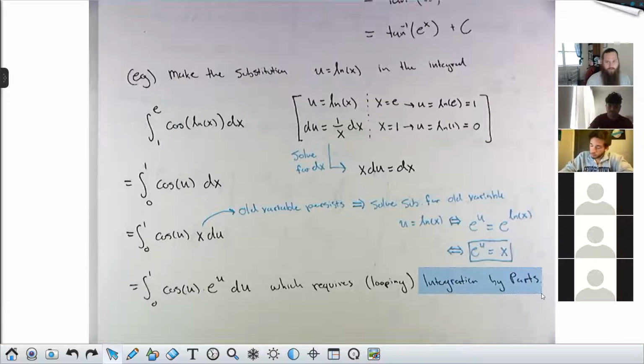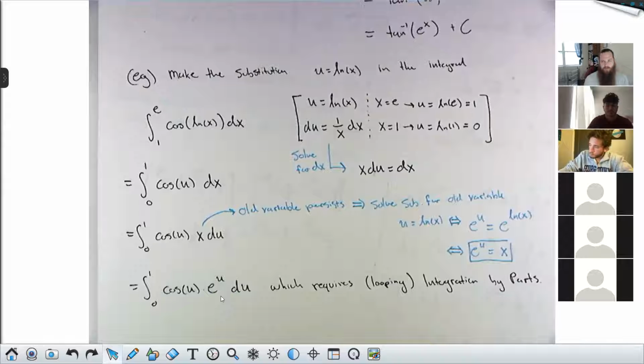Integration by parts you can think of as like the integral version of the product rule, right? Like you've got a product rule for differentiating. If I asked you to differentiate cos u times e to the u, you would use the product rule. Similarly, if I asked you to integrate it, you need the integral version of the product rule, and that's integration by parts.